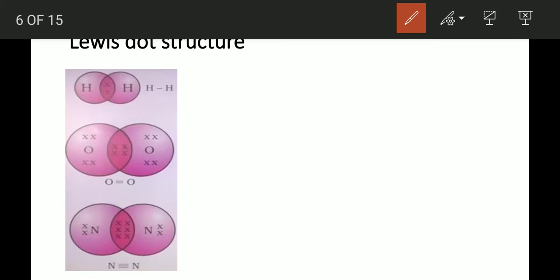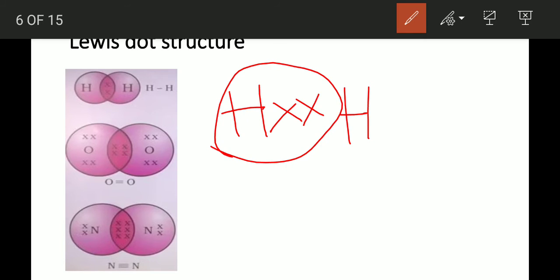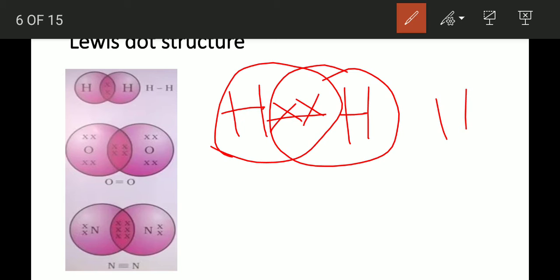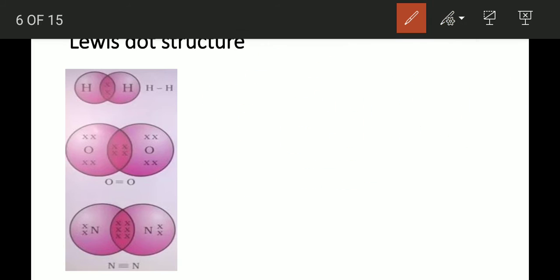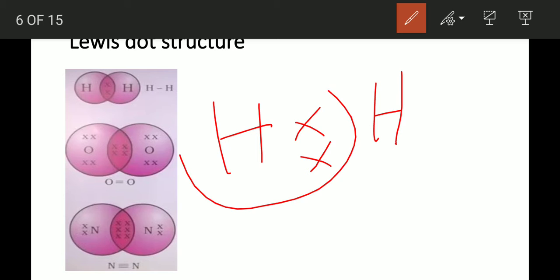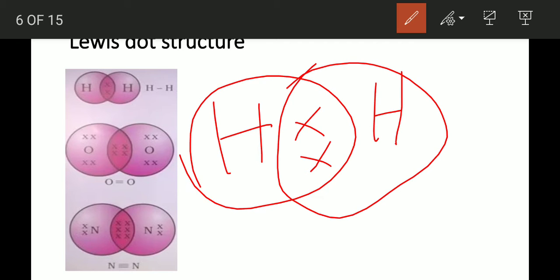Next is Lewis dot structure. See, suppose there is a hydrogen. It is sharing one electron with another hydrogen and forming a bond. This is Lewis dot structure. This is only the Lewis dot structure.